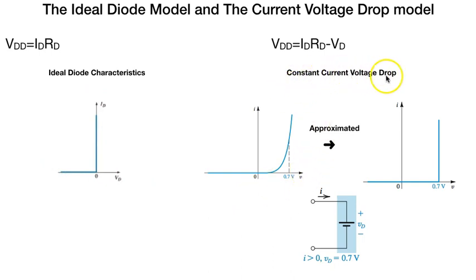In the constant voltage drop model, we'll see from these graphs that a constant potential of 0.7 volts is present across the diode, and after subtracting that potential from the actual circuit voltage, and dividing it by our resistance, we can get our current. Let's move to the next model.